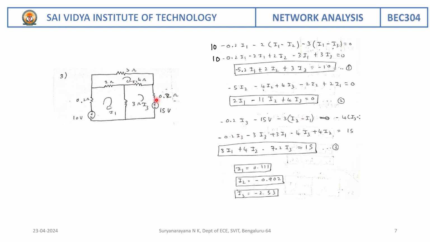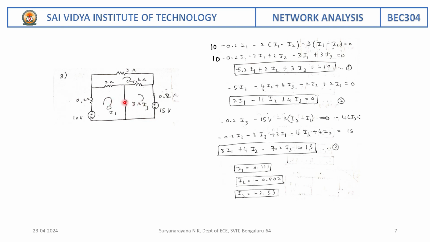Similarly, let us write the mesh equation for the third mesh. Here we are going to see 0.2 ohm, 3 ohm and 15 volts. So let us write the equation. I am moving in the direction of current. So this is minus 0.2 into I3. I3 is flowing here and I am moving from plus to minus. Therefore, it is minus 15 volts.